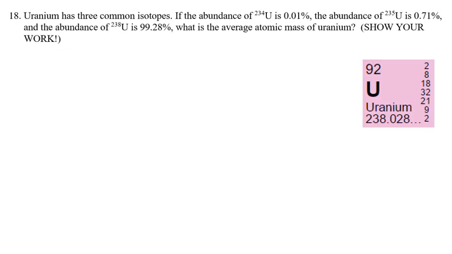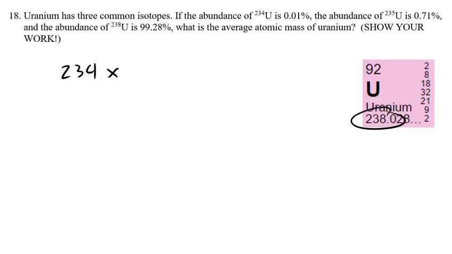Uranium has 3 common isotopes with a bunch of different abundances and a bunch of different masses. We have a lot of work to do on this one. We're going to come up with the average atomic mass, which should be something close to what's listed on a periodic table. For each isotope, we need to multiply the abundance times the mass. So for U-234, the mass is 234.